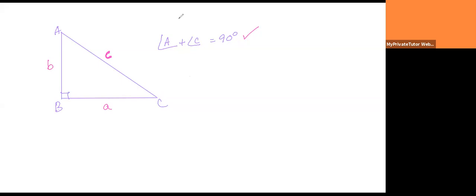That is nothing but the sum of the squares of the sides equals the square of the hypotenuse. What I mean to say, a square plus b square equals c square, where c is the longest side, guys. This is the Pythagoras theorem. We are going to use this theorem to find the unknown side of a right angle triangle. Okay, so we'll try to learn some questions.